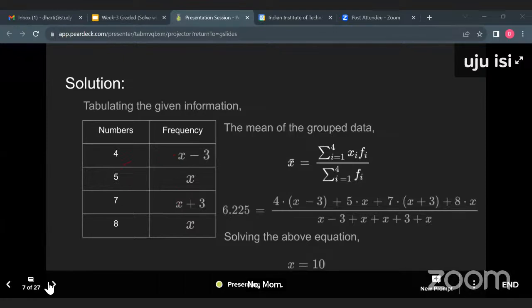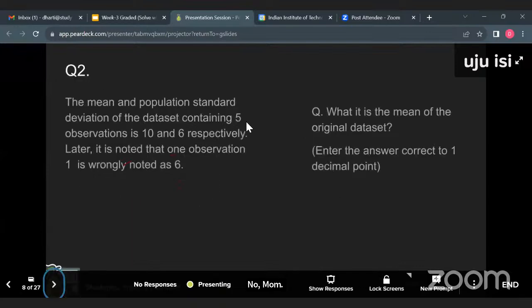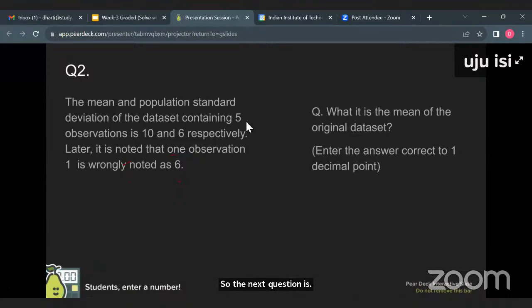So the next question is: the mean and the population standard deviation of a data set containing 5 observations is 10 and 6 respectively. Later, it is noted that one observation 1 is wrongly noted as 6. What is the mean of the original data set? So I will explain the question first.